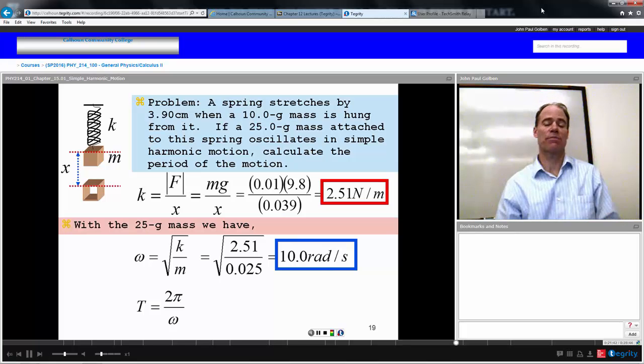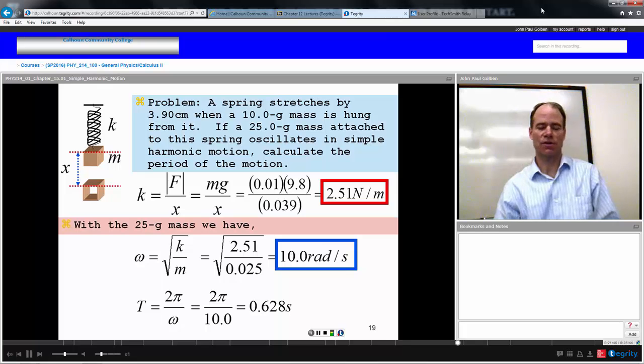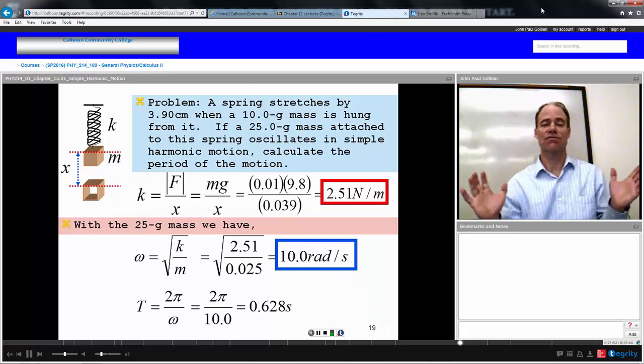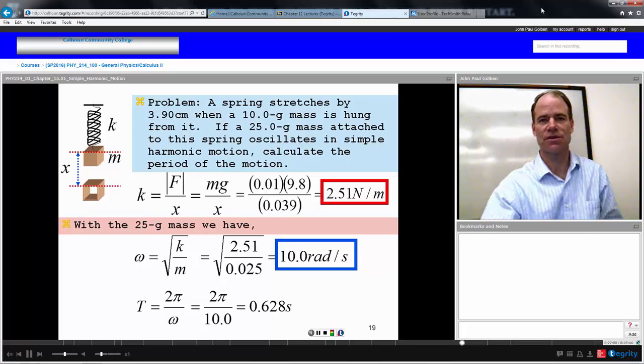Based on that, my period is 2 pi over omega. 2 pi over the angular frequency, 10 radians per second, gives me a period of 0.628 seconds. So I could have established, even before I start this oscillation, that this system should have a period of 0.628 seconds.